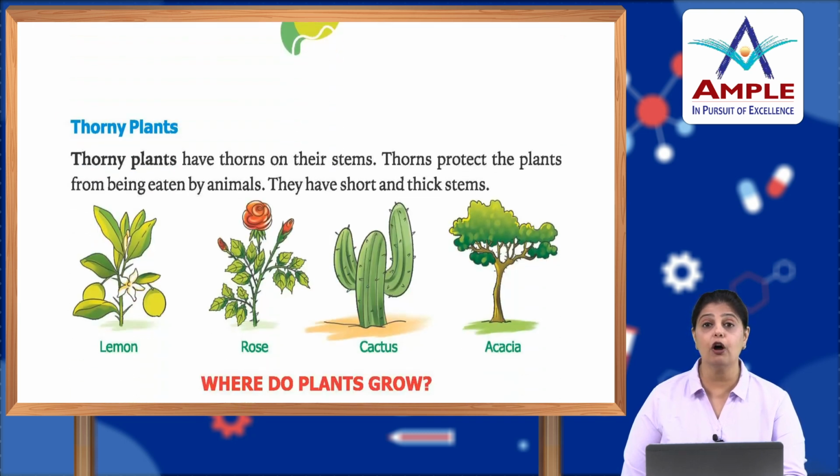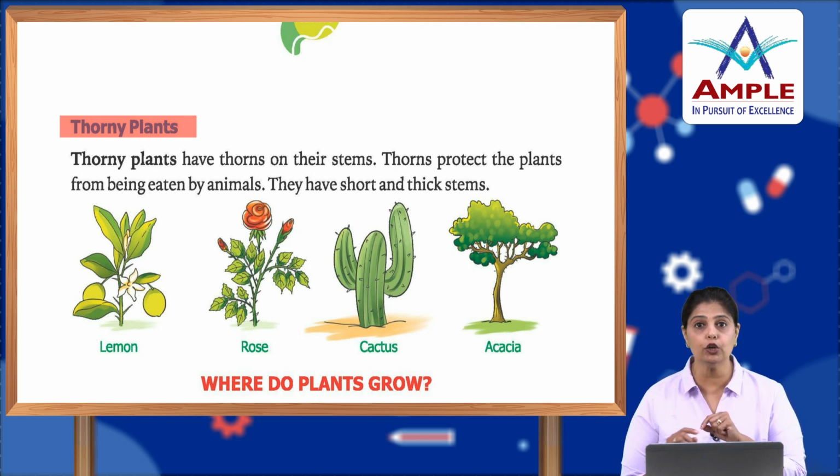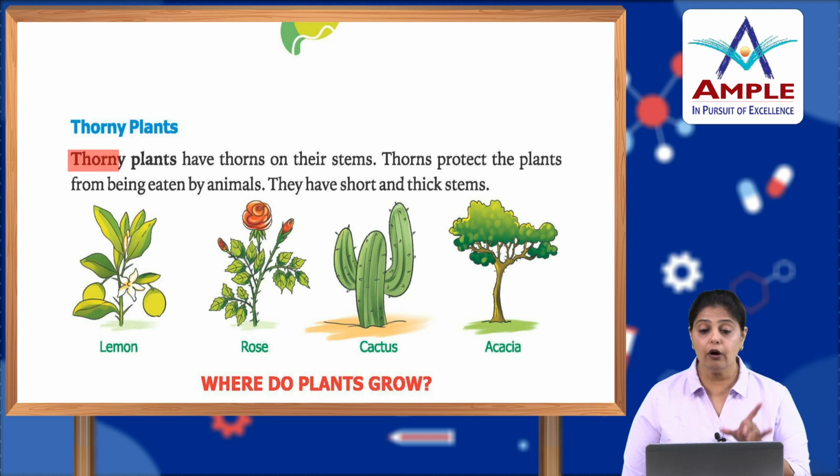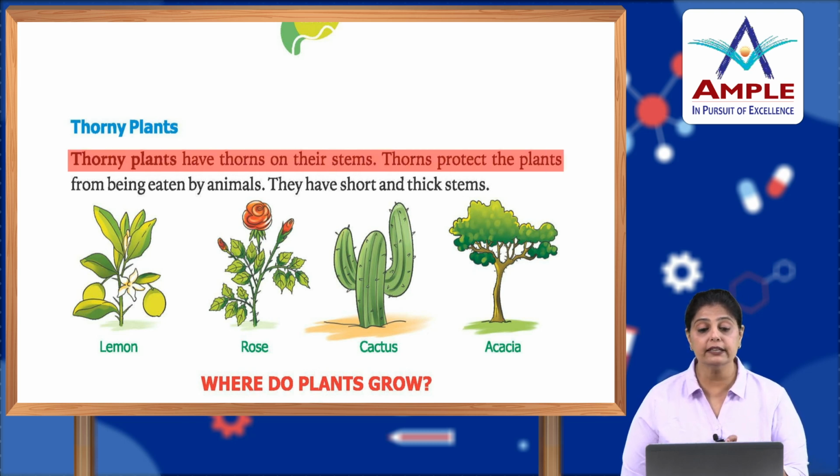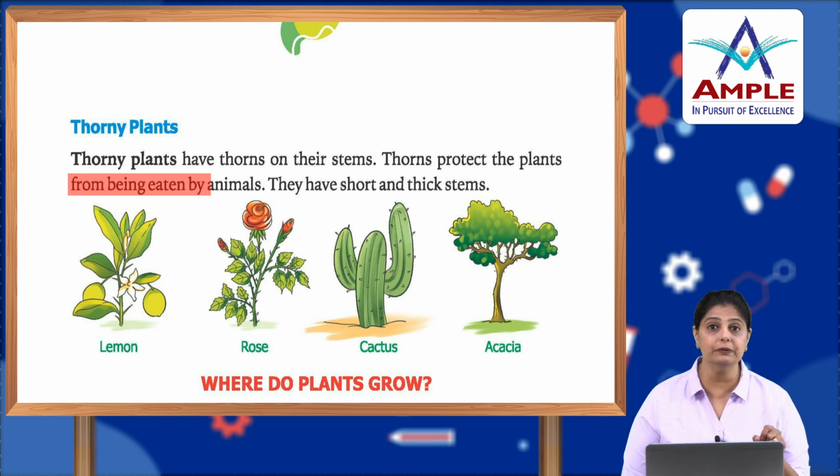Right. Now let's talk about thorny plants. You must have observed that there are some plants which have thorns on them and they prick you. So thorny plants have thorns on their stem. Thorns protect the plants from being eaten by animals.